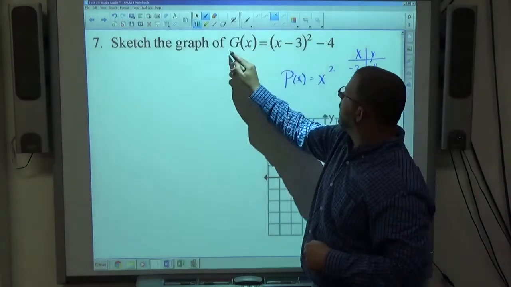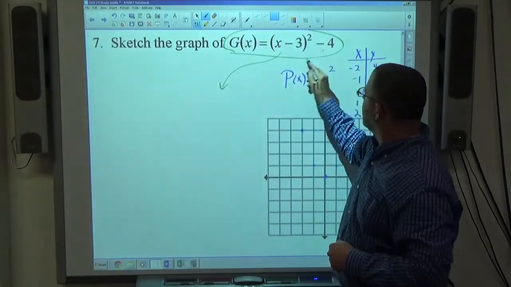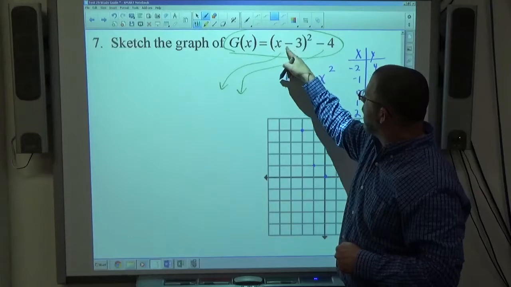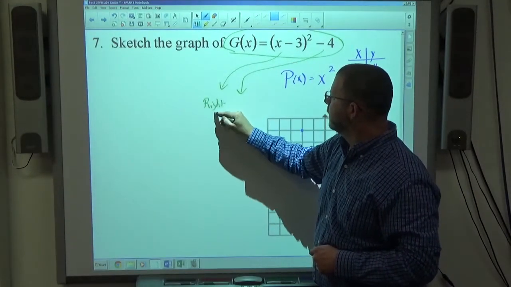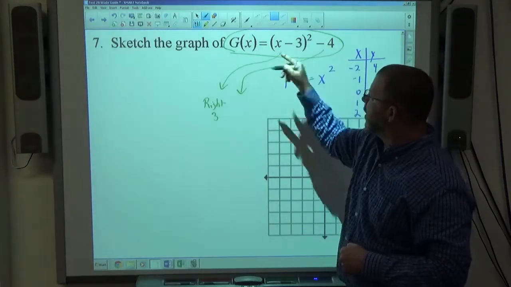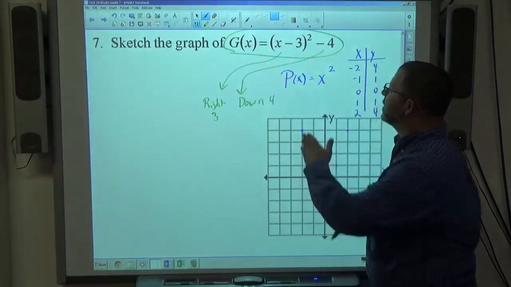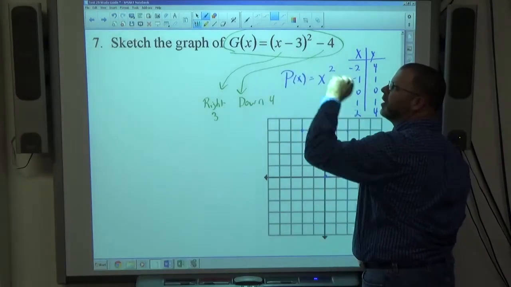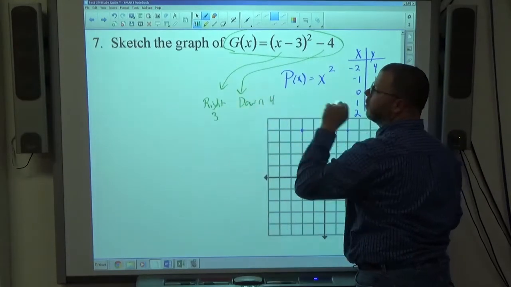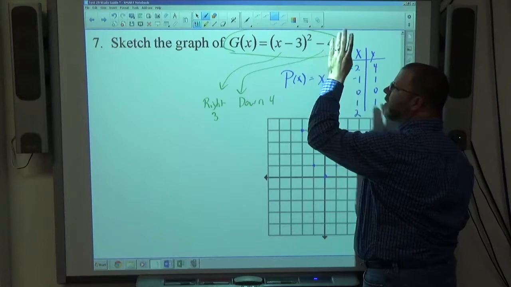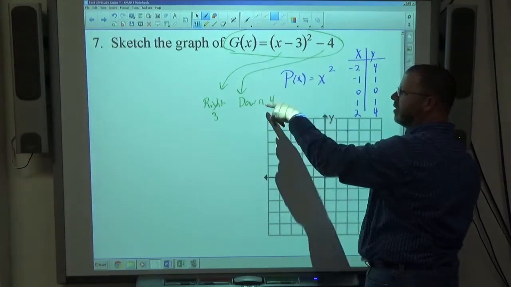Now, if we look at graph G, I'm going to do this in green. There's two things happening in graph G. We've got a number being subtracted from x inside the parentheses. That's going to move us to the right 3 spaces. We have a number being subtracted from the x squared object. That's going to move us down 4. Inside the parentheses, horizontal movement is opposite of the sign. So horizontally 3 spaces, sign's negative, so we go opposite, which would be right. Number outside the parentheses is a vertical movement, the direction you expect. Negative goes down, positive goes up.